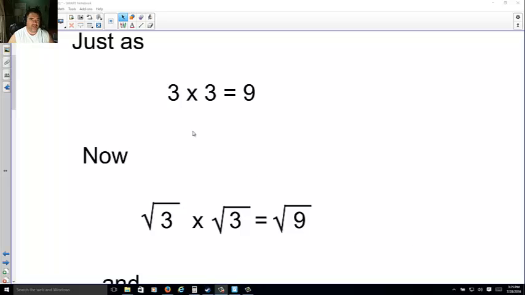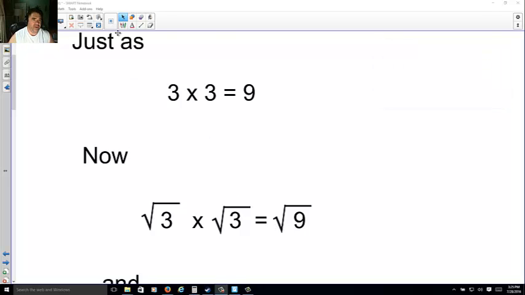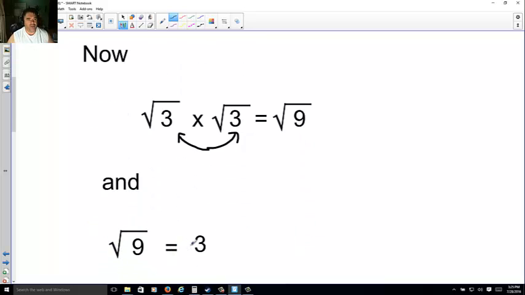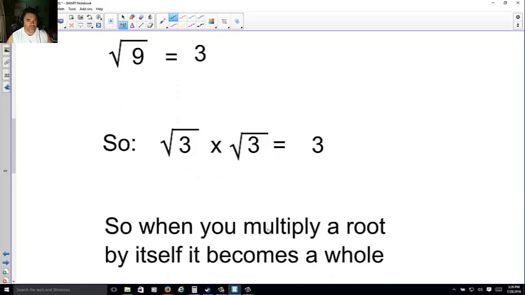Alright, so let's start. As we know, 3 times 3 is 9. Now, the new thing to show you is the square root of 3 times the square root of 3 equals 9. Now, this looks kind of weird, I admit. Here's what you need to know. Inside the square root, you can simply multiply what's there, saying, okay, well, 3 times 3 is 9, so the square root of 3 times the square root of 3 also equals the square root of 9. And the square root of 9 equals 3. So, the square root of 3 times another square root of 3 makes a whole 3.